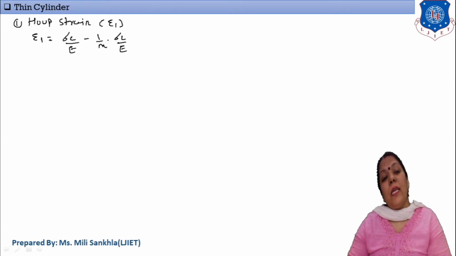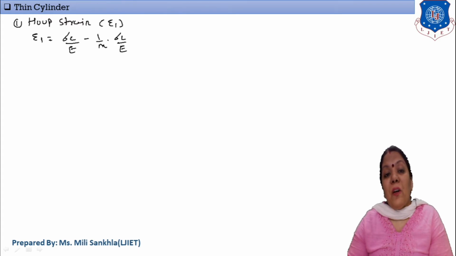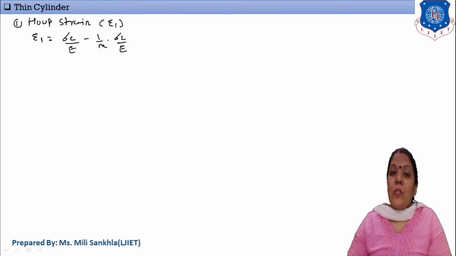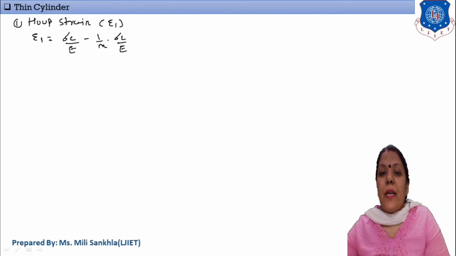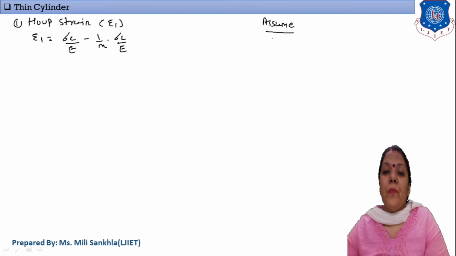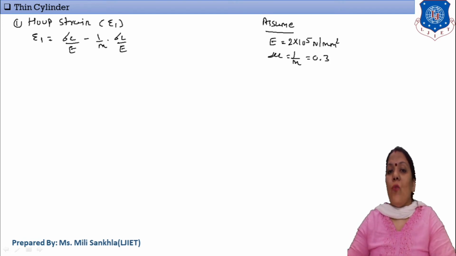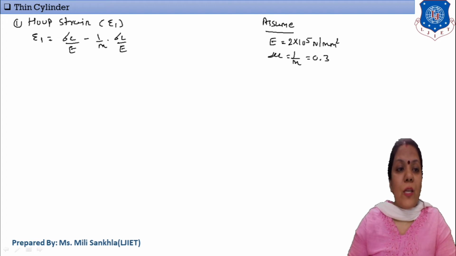Okay guys, in this example Young's modulus and Poisson's ratio are not given. So simply write here, if in data these two values are not given, then assume. Assume Young's modulus E is equal to 2 into 10 raised to 5 Newton per mm square and mu or 1 by m is equal to 0.3. Now one by one put the values in this equation.